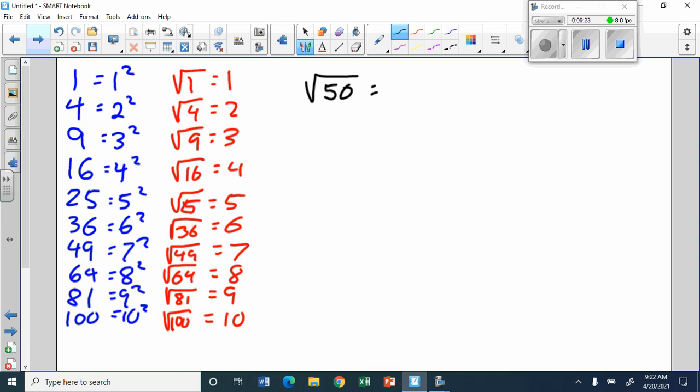Yeah, the square root of 50 would be between 7 and 8. And that's really what they're going to ask. The square root of, let's say, 73. What's the square root of 73? Between.